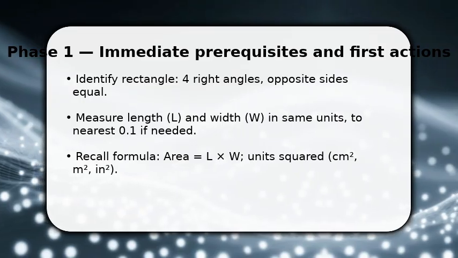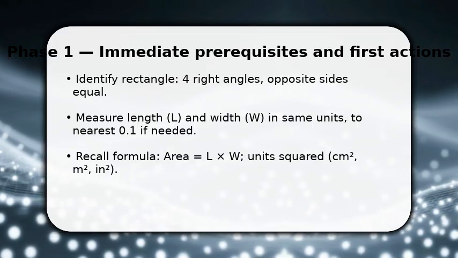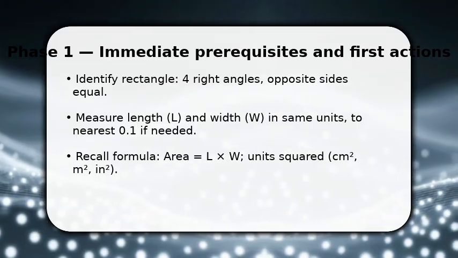If one side is given as 2 segments, add them to get total length. Keep measurements clear, because small errors will change the area.